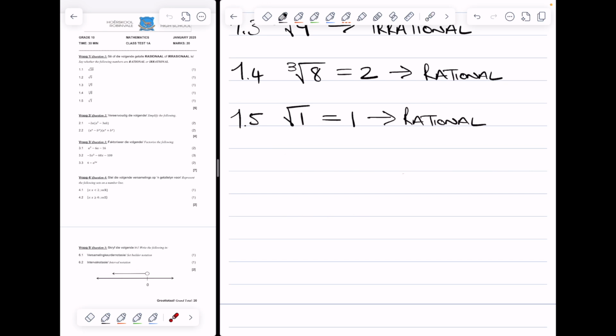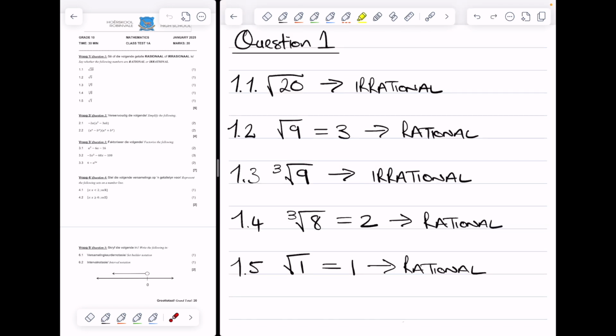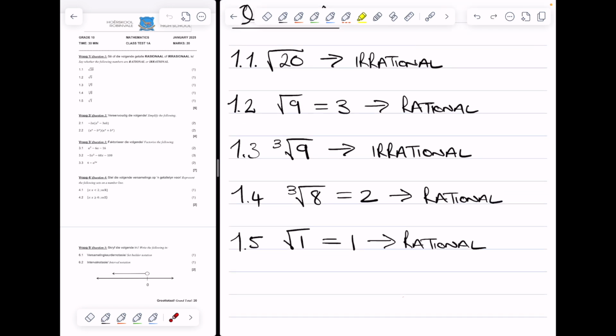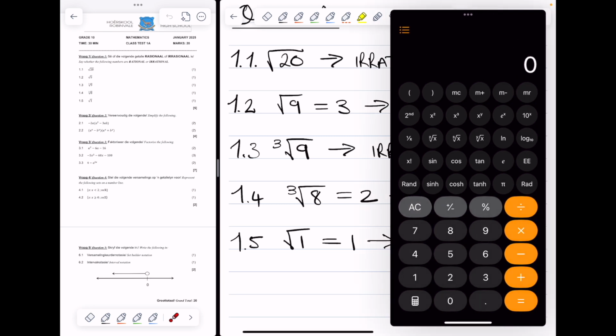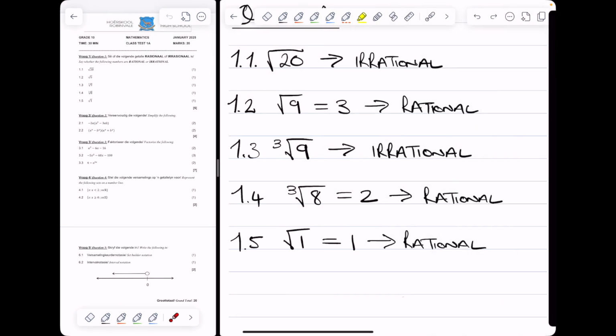So if you look at what we've done in this question, just to verify our answer, we simply needed to check if the square root or the cube root could be calculated and give us a natural number or a whole number. And in those cases, if we get something like this, as you see on the screen now, then we know that the answer is irrational.